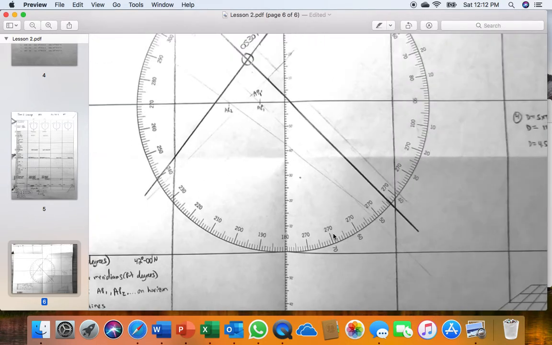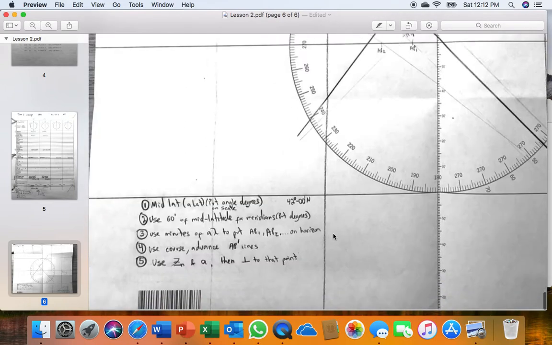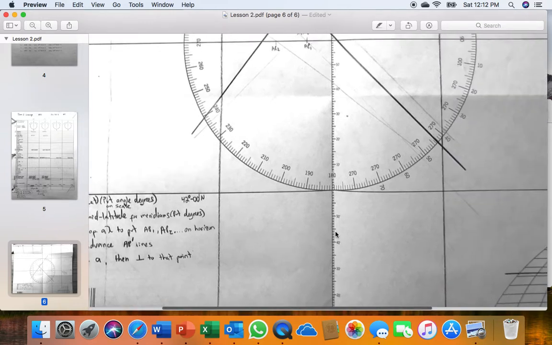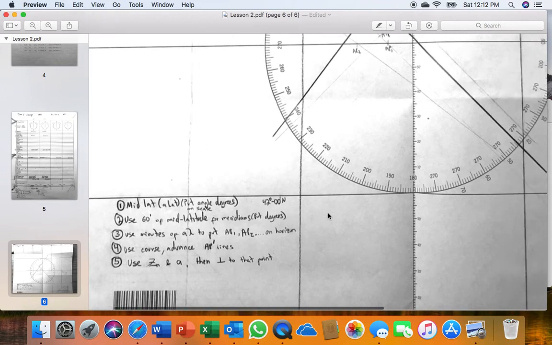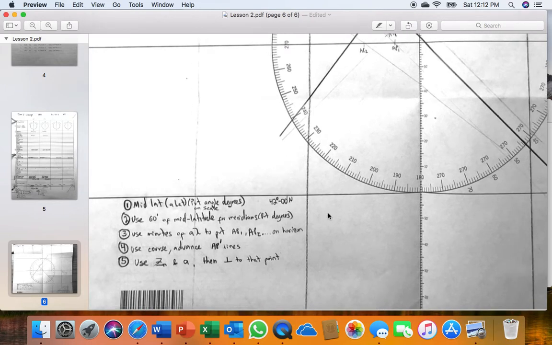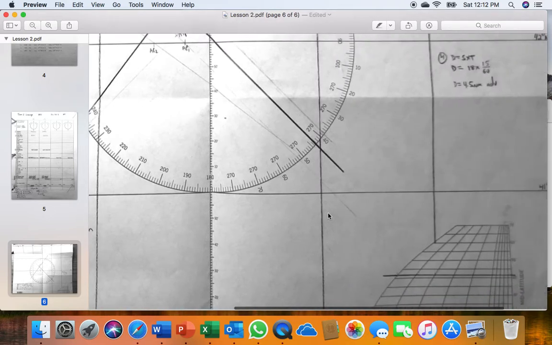Remember he was talking about your mid-latitude? The first thing is you have to put your A latitude, right? So mid latitude, A latitude, put angle degrees on scale. For example, if you go back to your sheet, it says A latitude is 42 degrees north, right?